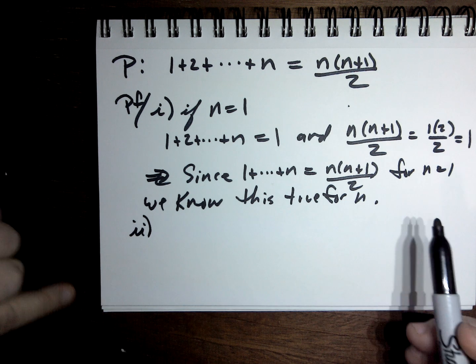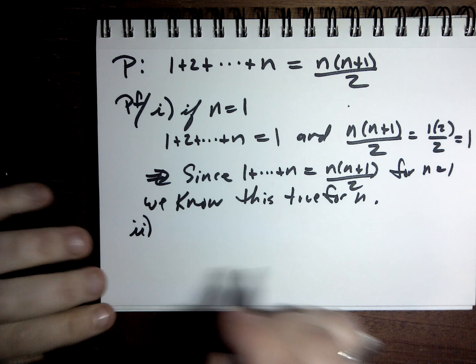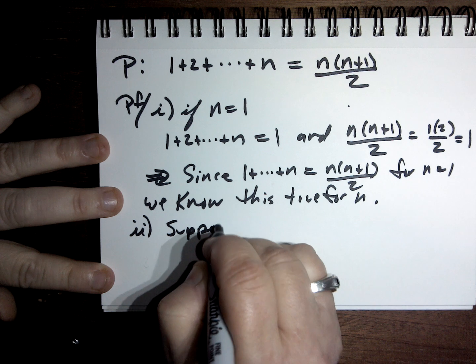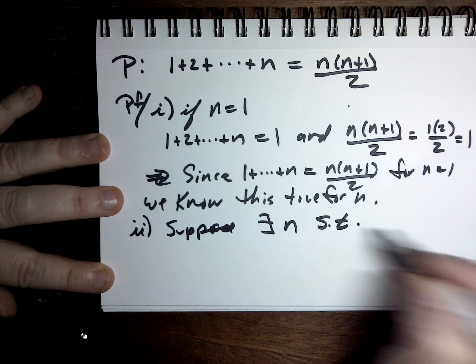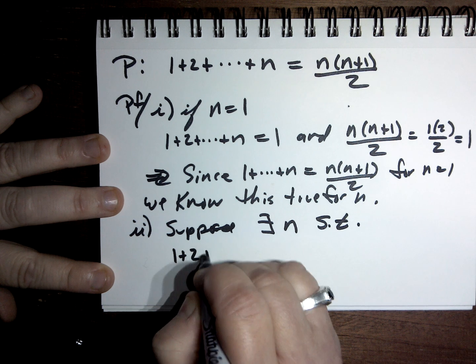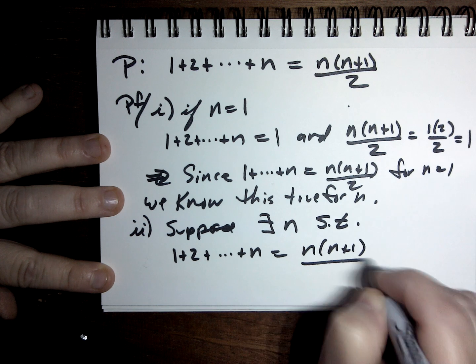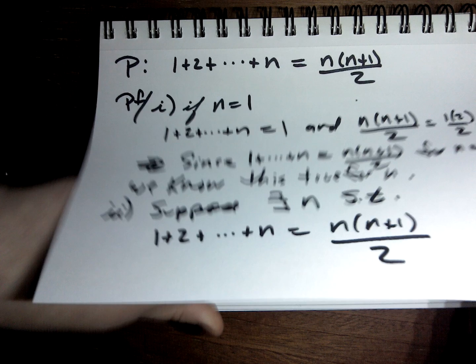I want to prove that if it's true for n, it's true for the next one. So it's going to look like I'm assuming what I'm trying to prove, but I'm trying to do it for a specific n. So let me emphasize that. Suppose there exists an n such that 1 plus 2 plus ... plus n is equal to n times n plus 1 over 2. So we know it's true for this one n. What about the next one?